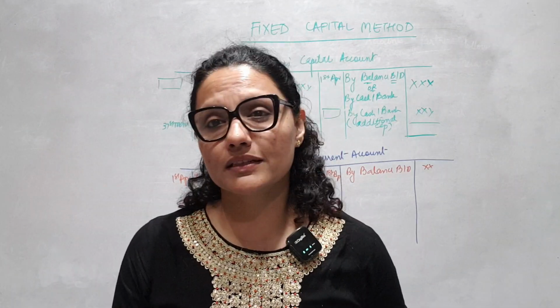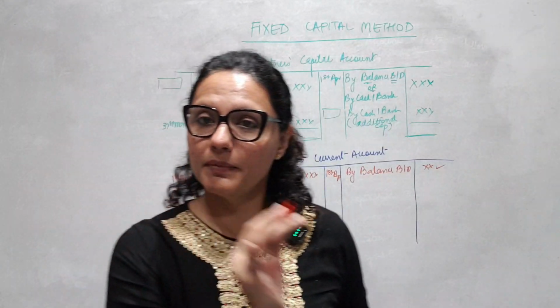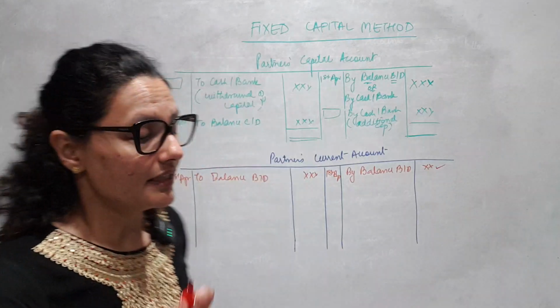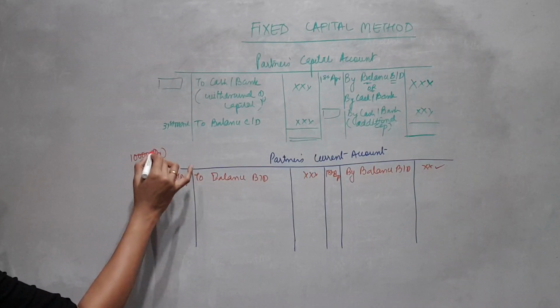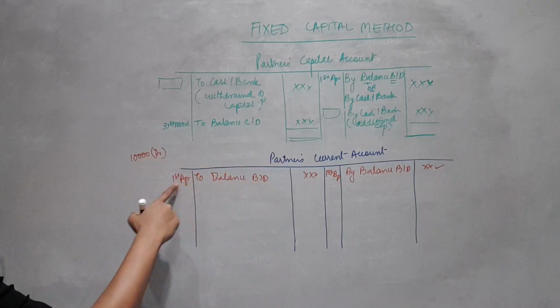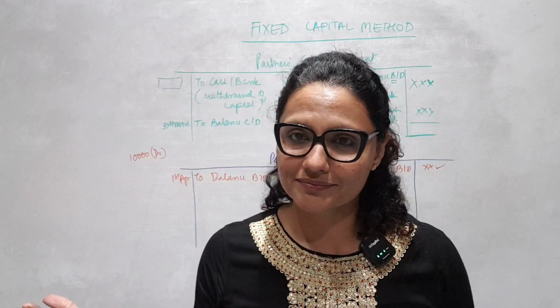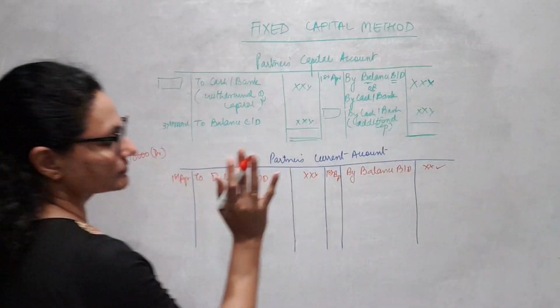By default, you will consider a credit balance. You will write "by balance brought down." But if the sum says the partner has a current account balance of 10,000 debit, meaning you will bring down the balance in the debit side. That's simple. Whichever side the balance is given, you bring it down.